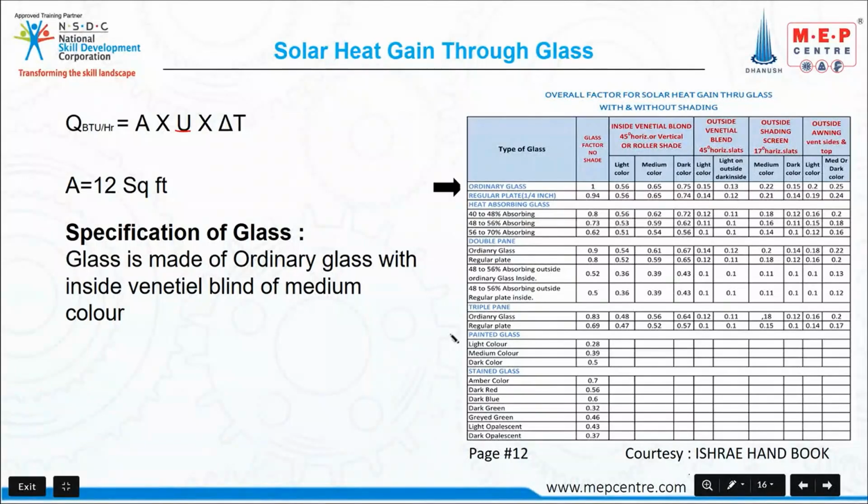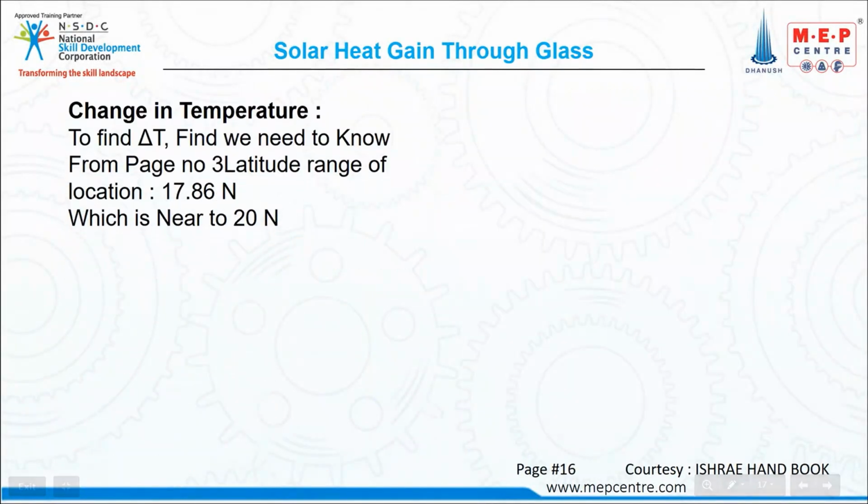So we have to find the U factor, 0.65. Okay, 0.65. So in this case we have no units. And we need to find the delta T. To find the delta T, we need to find the latitude range of Hyderabad.